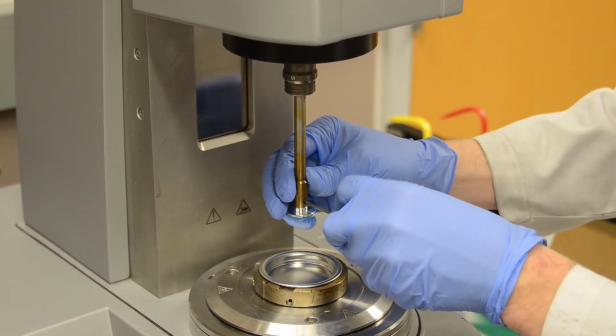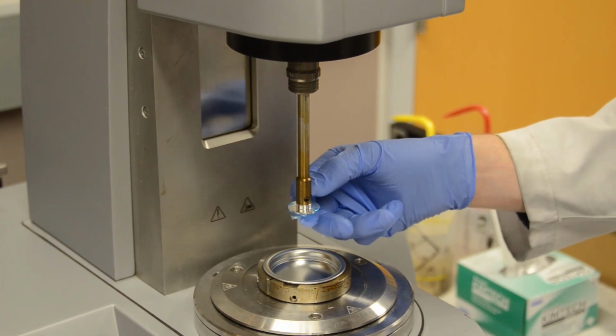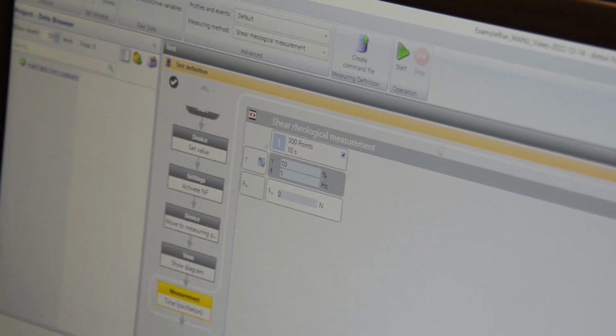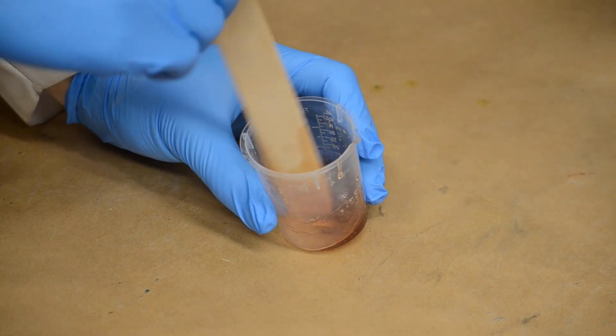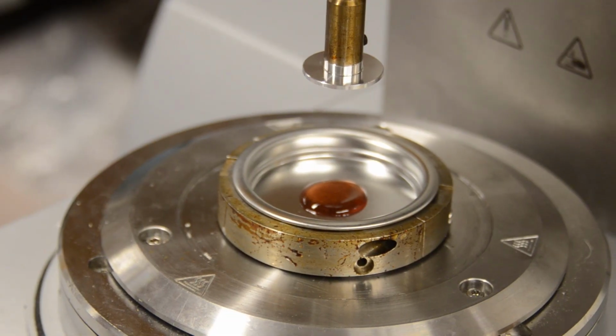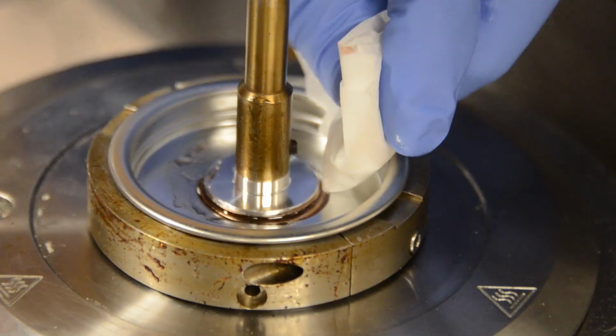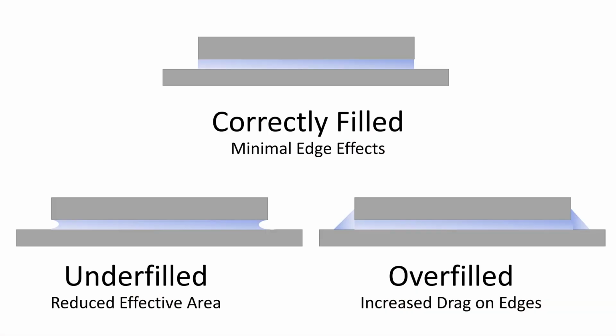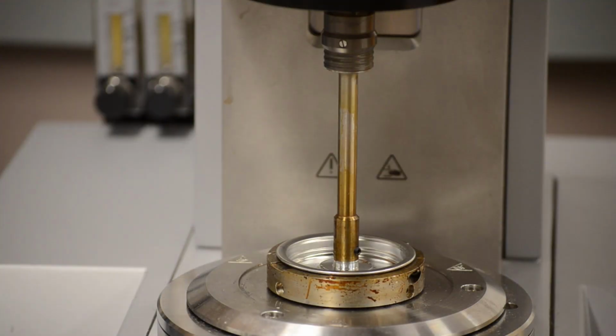We will install the disposable measurement system and program the test. We will prepare the resin per manufacturer's instructions and dispense into the rheometer measurement system. It is important to ensure that a correct amount is dispensed so that the edges of the sample are following guidelines. The sample should not be overflowing or underfilled to avoid inaccurate readings. We will start the test.